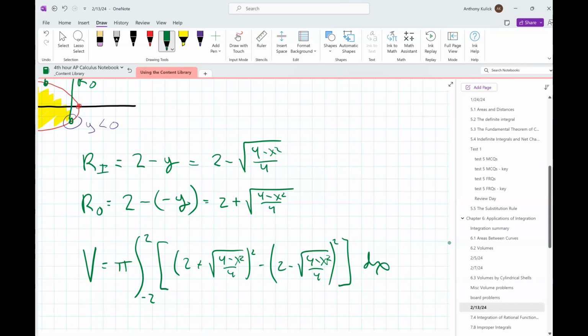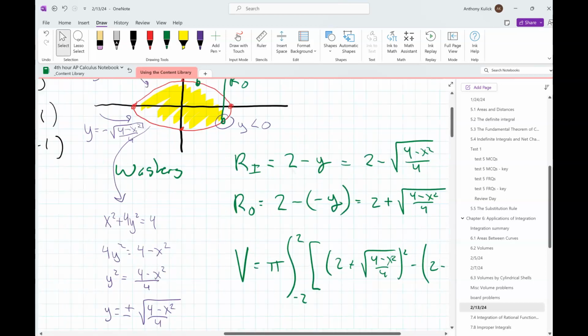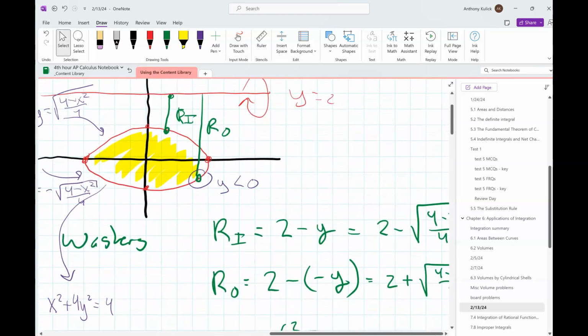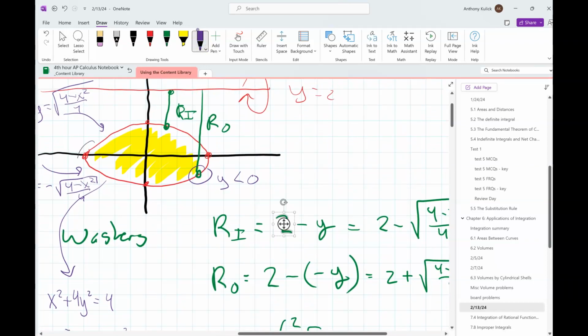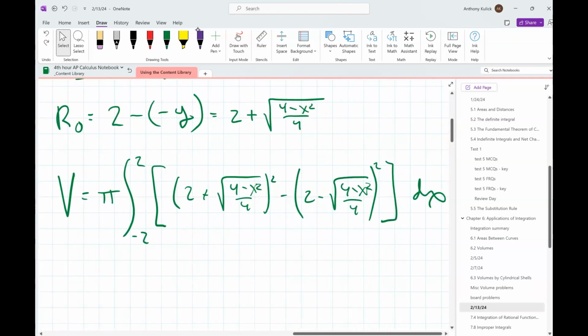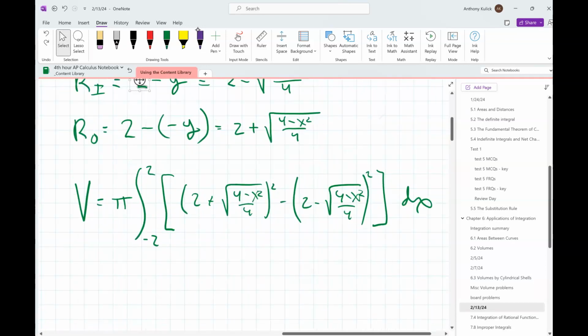Why is it minus 2 to 2, by the way? So we're integrating along the x-axis here, right? So we're starting at this x, and when we're taking our cuts, we're ending at that x. And then you put it in terms of y, right?